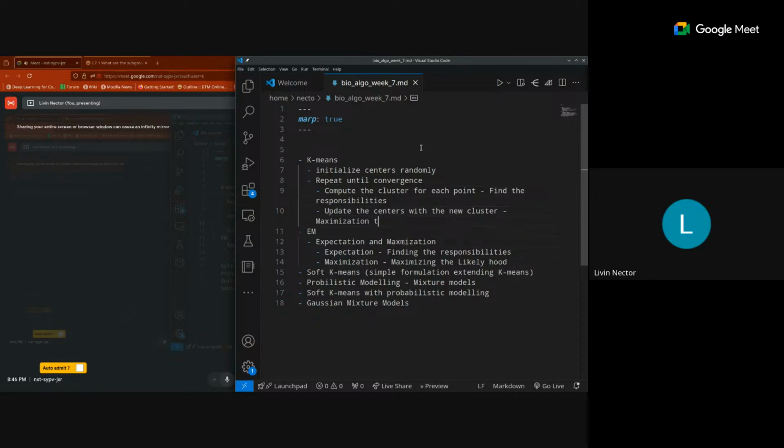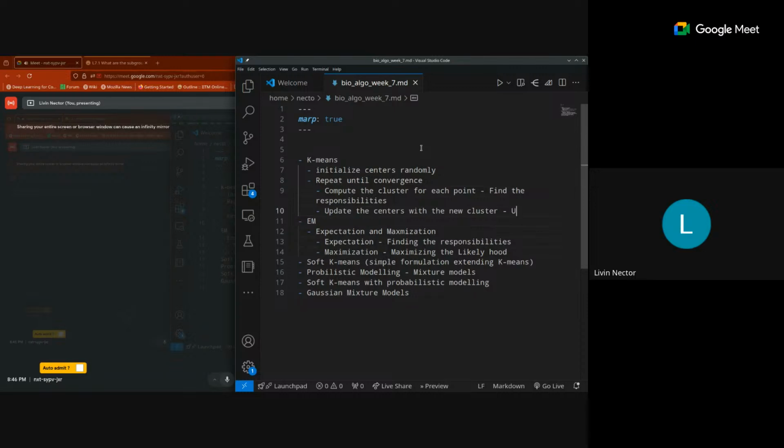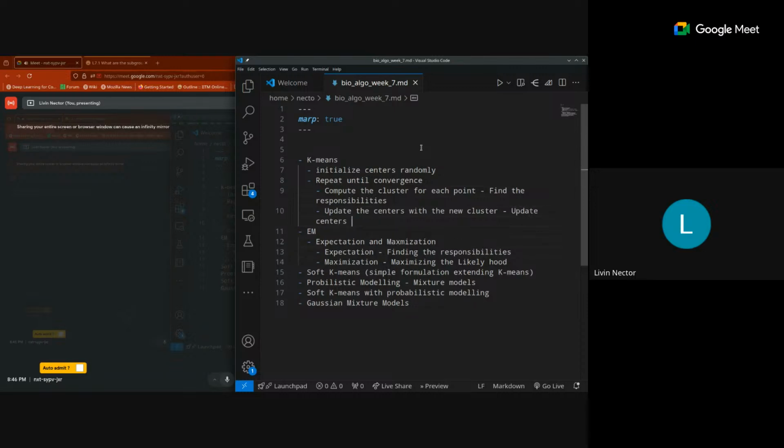Or we update the centers so that it maximizes the likelihood. Okay, so this is what we do in K-means.